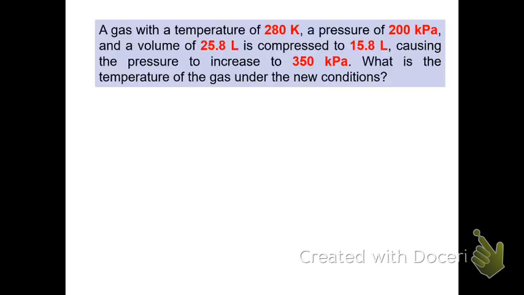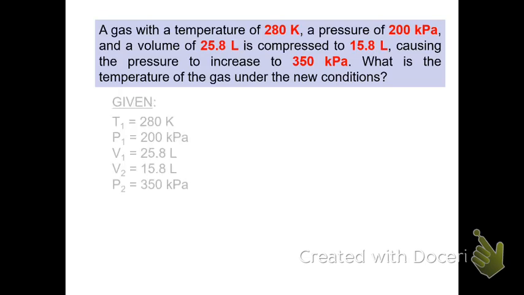All right, let's take a look at another example here. A gas with a temperature of 280 kelvins, a pressure of 200 kilopascals, and a volume of 25.8 liters is compressed to 15.8 liters, causing the pressure to increase to 350 kilopascals. What is the temperature of the gas under the new conditions? So again, it's very difficult to conceptualize this and imagine it because now you have multiple different variables.